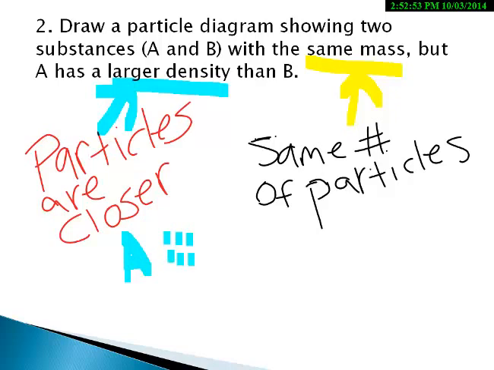Okay. B, on the other hand, I'll just make it a different color to make it easy. B has the same number of particles. So B also has to have 6 particles like we just drew there. But since A's particles are closer together, B's must be farther apart. So B's particles, 4, 5, 6. There we go. So now they both have 6. So this would be how you would represent having the same mass but a difference in density.